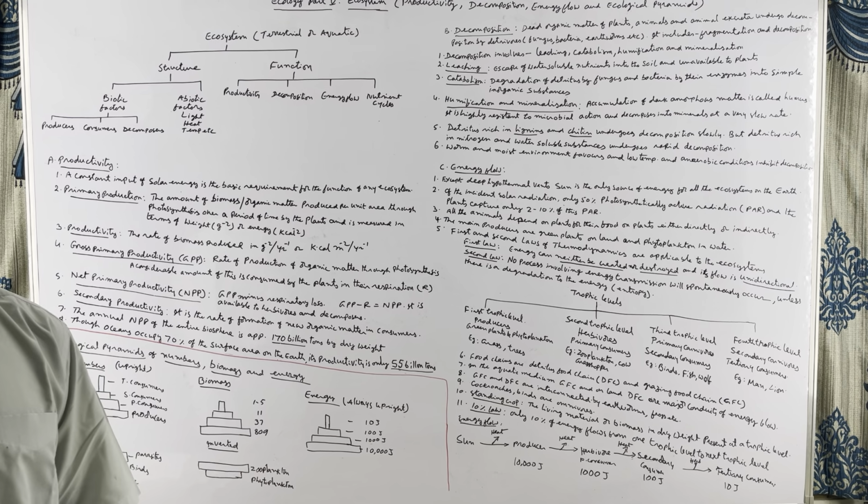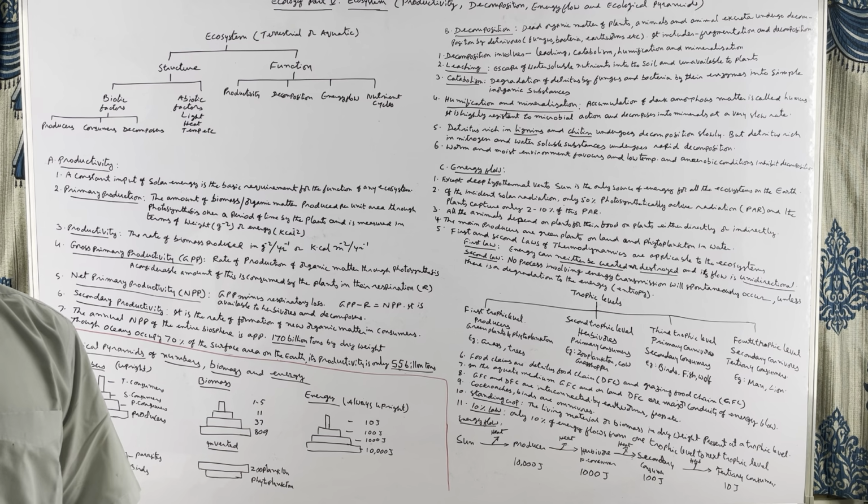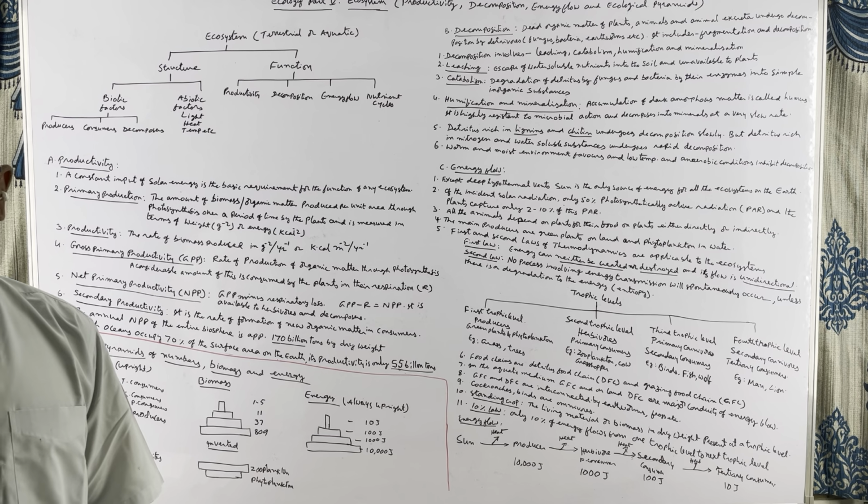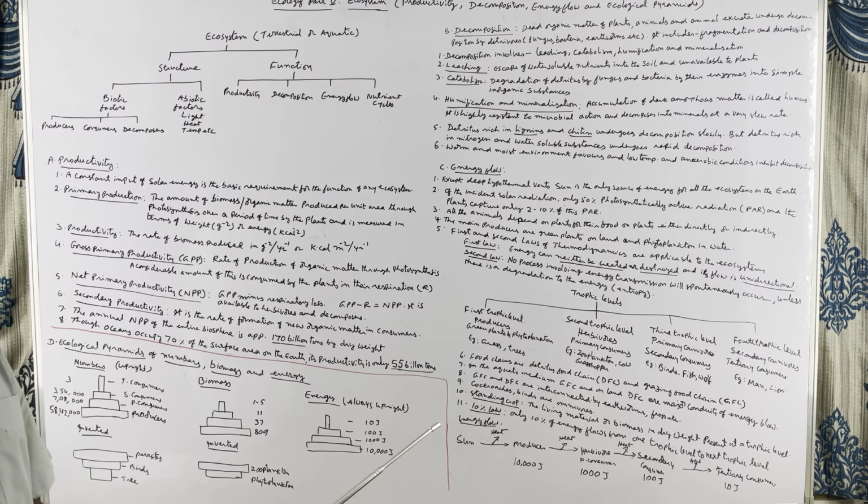It cannot be generated afresh. It always comes from the sun. Then it runs unidirectionally.